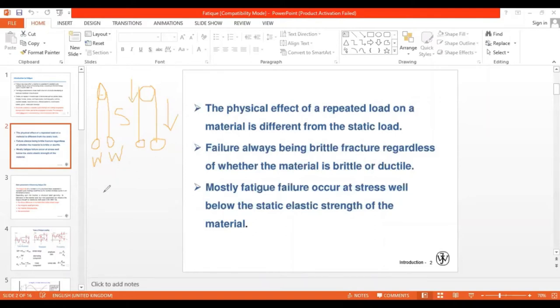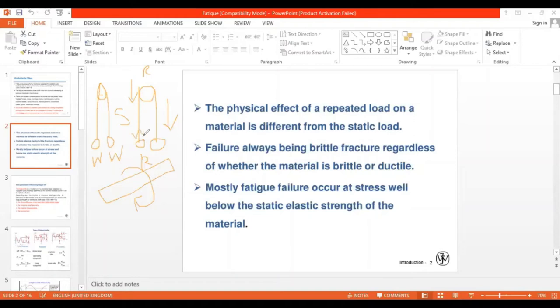Or in other words, think of the axle of a vehicle. If you have seen the bottom of big vehicles like lorries, one axle keeps on rotating all the time. Something like that is a repeated load, and here it is a static load. The physical effect of a repeated load on a material is different from a static load. So these two are not the same.